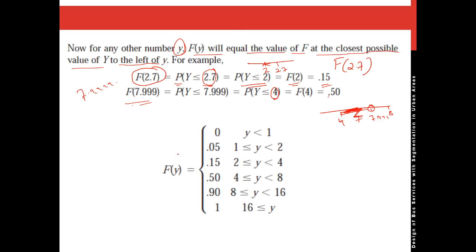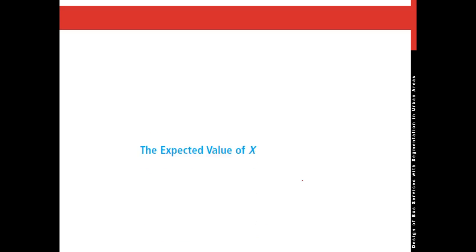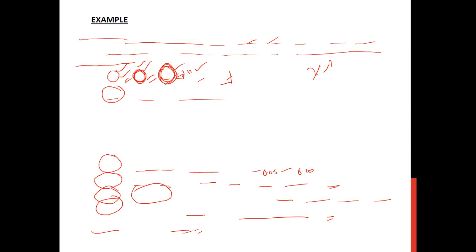And therefore we can write the cumulative distribution function as 0 if y less than 1. P of Y less than 1 means there is no element, right? So this is 0. Between 1 and 2 it is 0.05, between 2 and 4 it is 0.15, etc., and 1 when y is greater than or equal to 16. So that is the cumulative distribution function. So this is what we wanted to say about the cumulative distribution function.